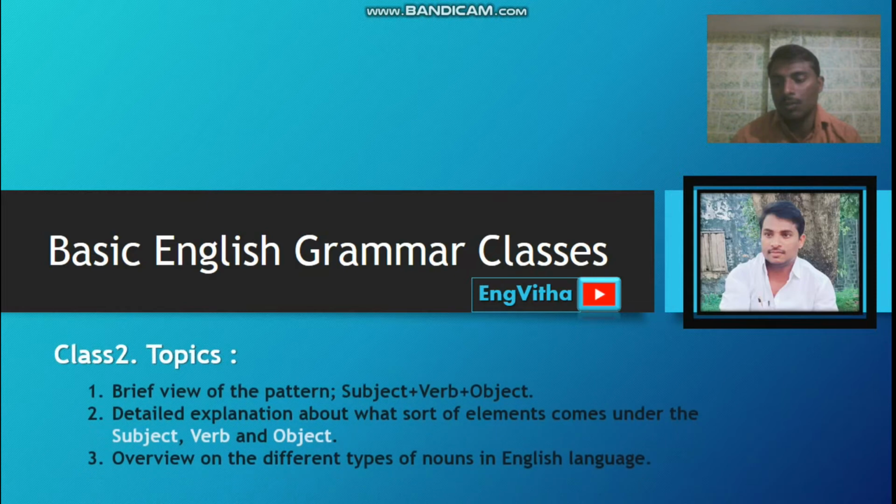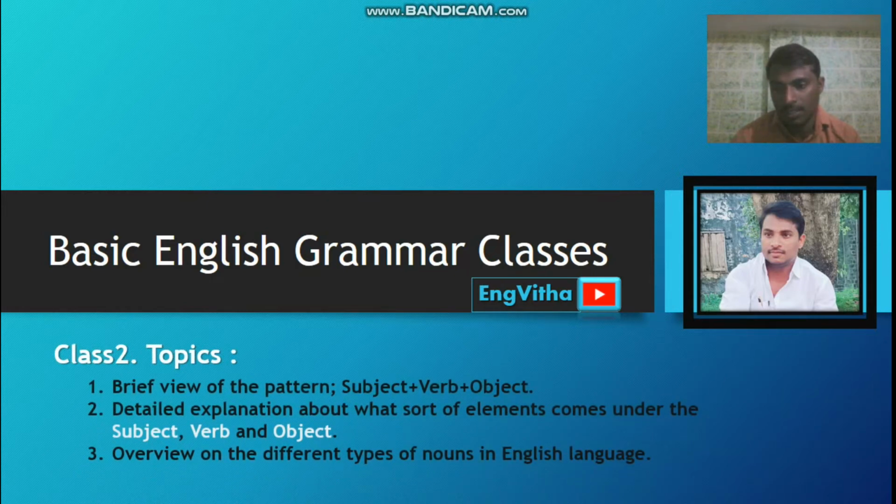In class 2, we will learn these three things: a brief view of the pattern subject plus verb plus object, a detailed explanation of what sort of elements come under the subject, verb and object, and thirdly, an overview of the different types of nouns in the English language. These three things will be clearly explained to you in this class 2.